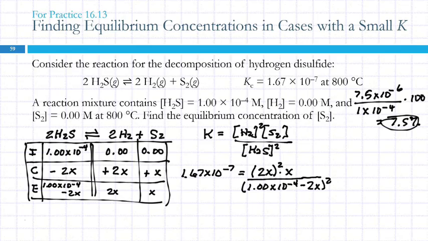Plug it into the solver. Don't write with the eraser. Six 6.78 times 10 to the minus 6. Again, we're looking for the S2 concentration, which happens to be equal to X, and so there's our answer.